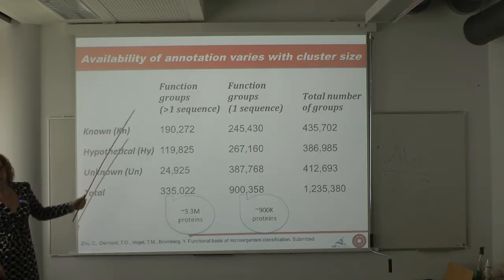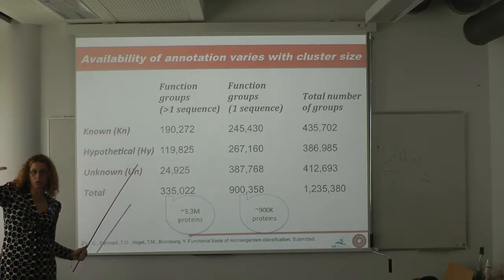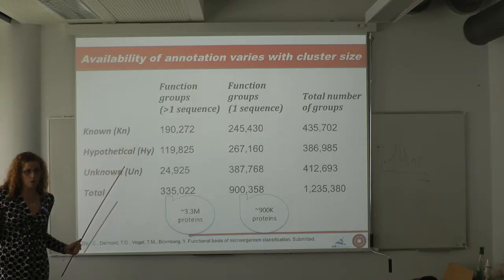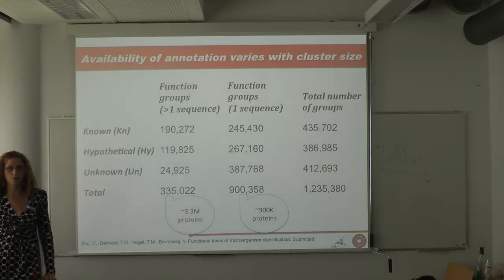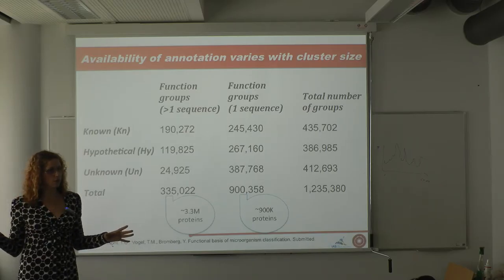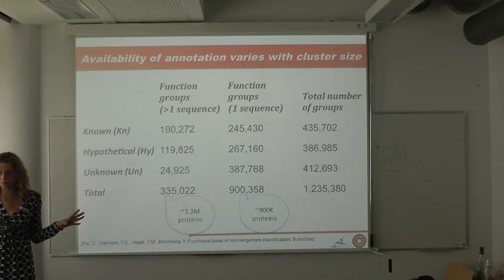We had these functional groups of more than one sequence. So there were a lot of unique proteins, right? So we chose a really high conservative HSSP cutoff. So there were a lot of unique proteins. There were 900,000 unique proteins, so one protein per cluster. Okay, they were not connected to anything. This is not related to the clustering. This is just the 900,000 that don't connect to anything, okay?